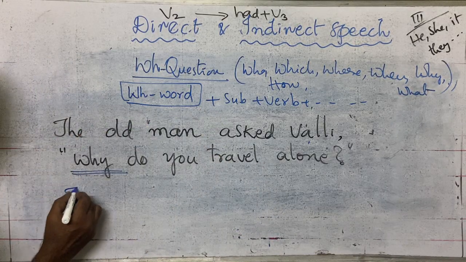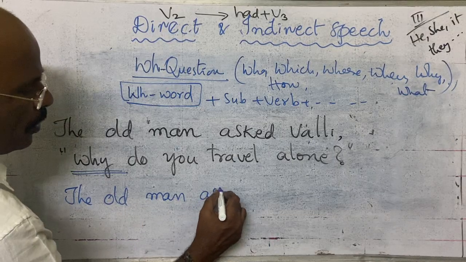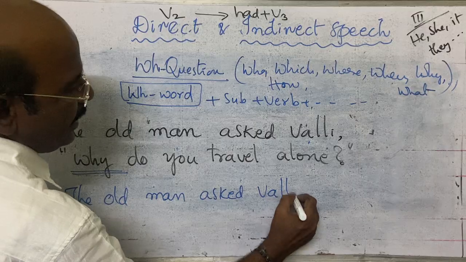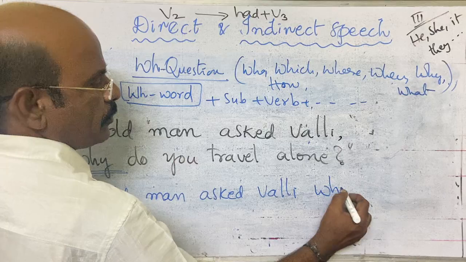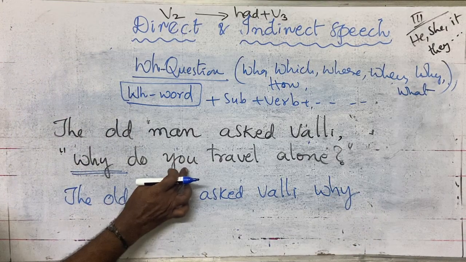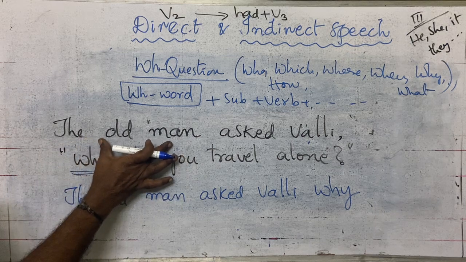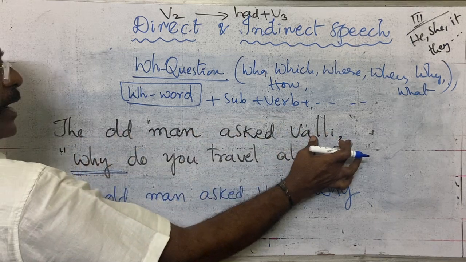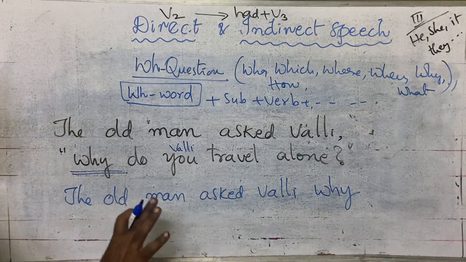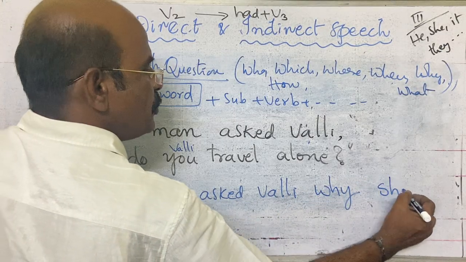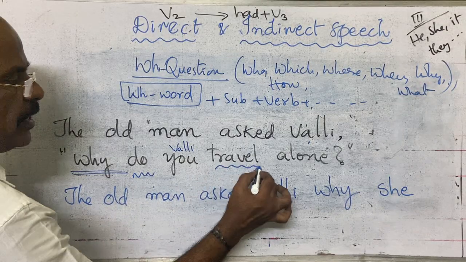So the old man asked Valli. What is the conjunction? Why. What is the subject? You. You means who is talking here? The old man. Who is before him? Valli. So you means Valli, that is she. Why she. What is the verb here? Do travel.